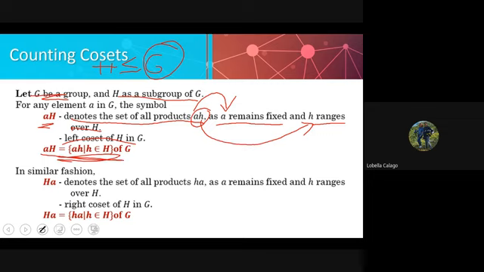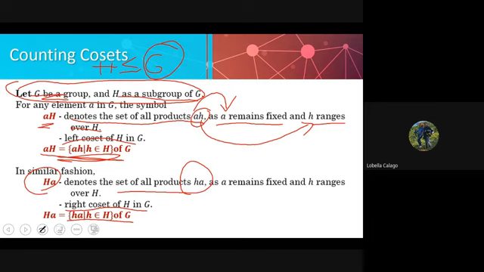Or pwede natin ganitong basahin: ah such that h is an element of H, kasi H is a subgroup of G, di ba? So, aH is the left coset of H in G. And in similar fashion, meron din tayong Ha. So, Ha is the right coset of H in G, the set of all products ha wherein a remains fixed and h ranges over H, which is a subgroup of a group G.